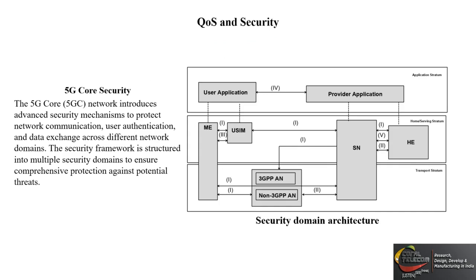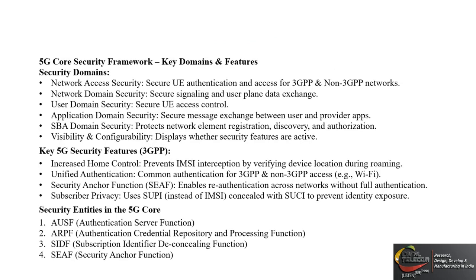So this is the common architecture where the home environment and the mobility environment use SIM, 3GPP network, non-3GPP network. All of this architecture is shown here. So this is the reference architecture for that. Then the 5G core security framework, key domains and features. So security domains like network access security, NAS security is there, then NDS, network domain security, is there.